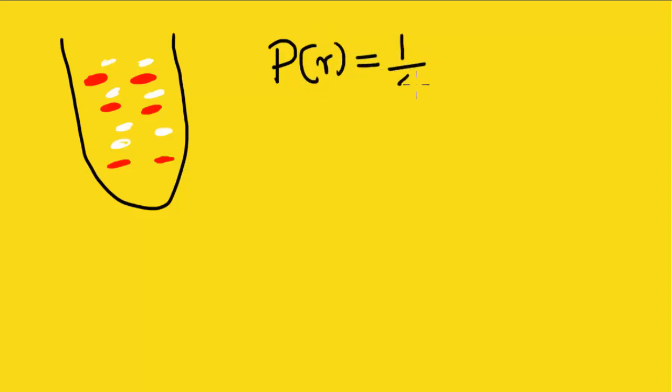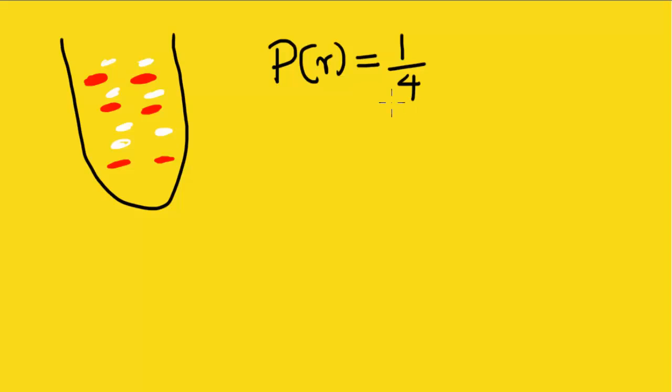So I have a box, and it has discs. So it has red discs. Okay, these oblong objects should be taken as discs. It has red discs and white ones. That's what the question tells us. And the total number of discs is 40. So I haven't drawn 40 discs, but that's the situation we have. And you're told that the probability of picking a red disc is 1/4.